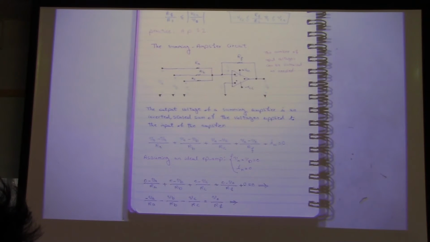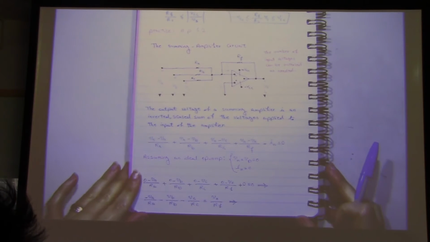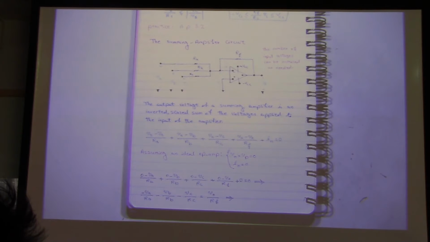So the next amplifier is the summing amplifier circuit. So what is the summing amplifier circuit? It takes two values. The output is the sum of input voltages. Negative sign, invert. That's why we call it inverting, because we have a negative sign.